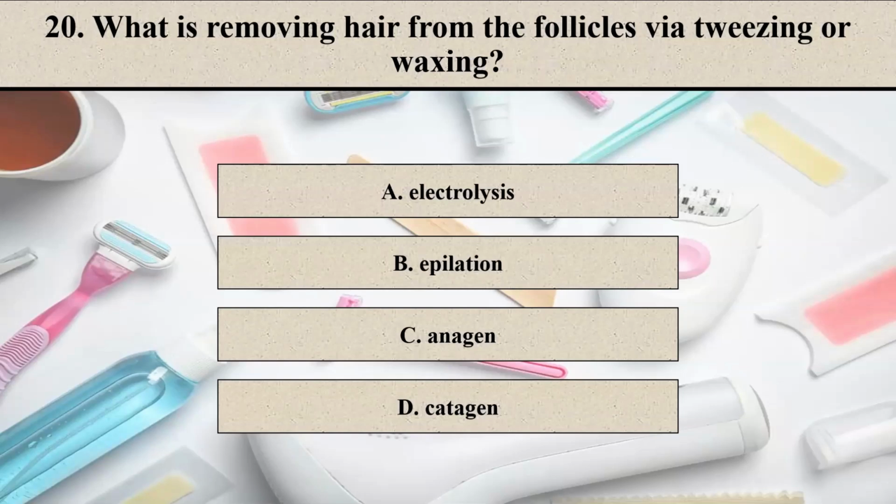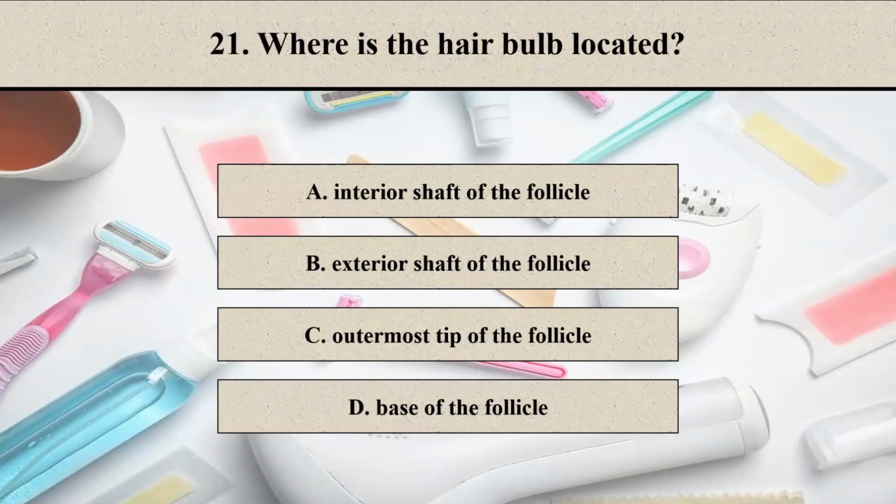What is removing hair from the follicles via tweezing or waxing? Is it electrolysis, epilation, anagen, catagen? If you chose B, epilation, you are correct.